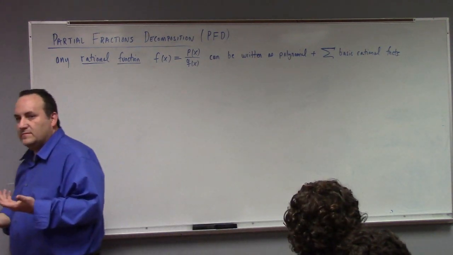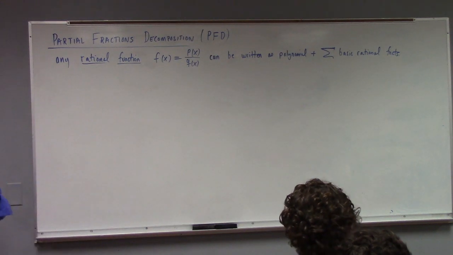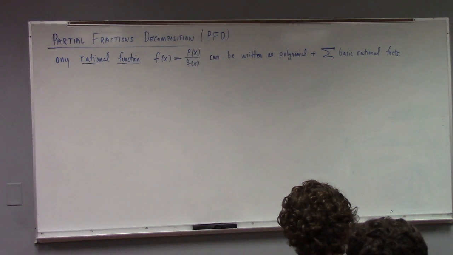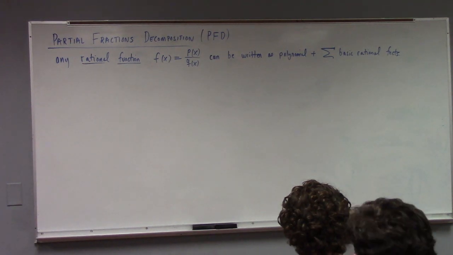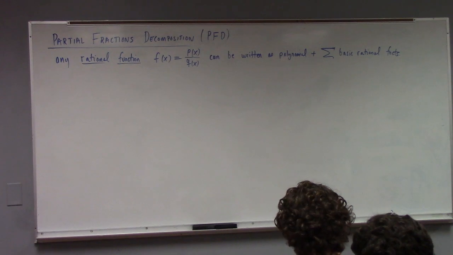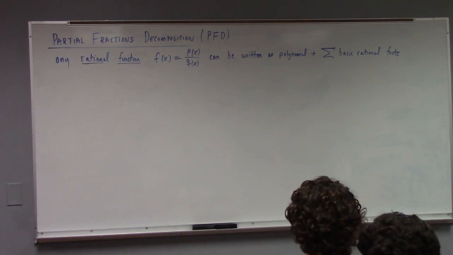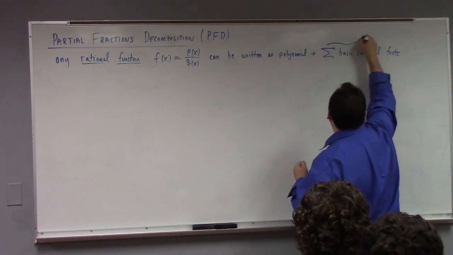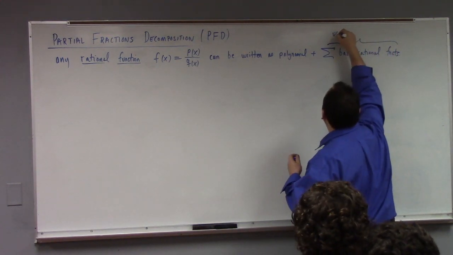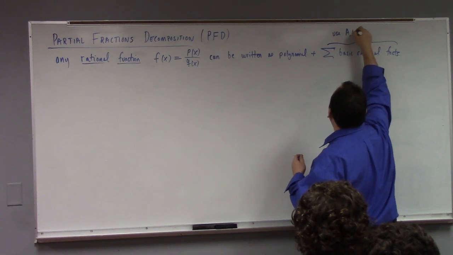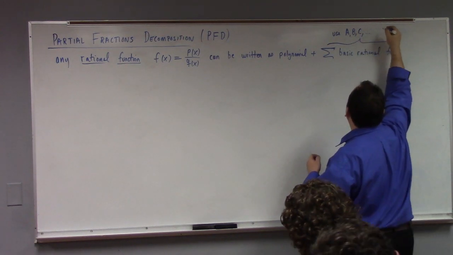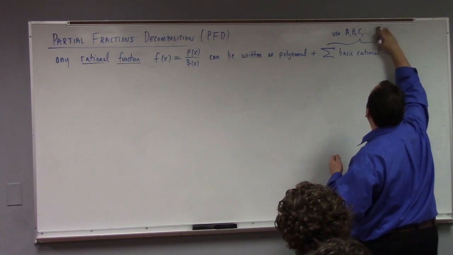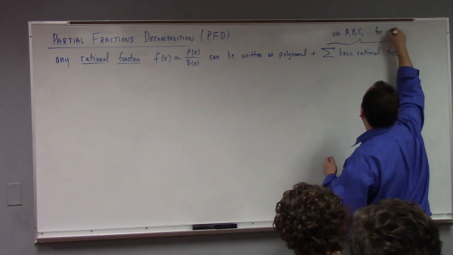The polynomial we find by long division if we need to. All right. And the basic rational functions, we determine those by that AB thing he was alluding to. All right. And just as a summary comment here, we use A, B, C, dot, dot, dot, to find the coefficients of this sum.